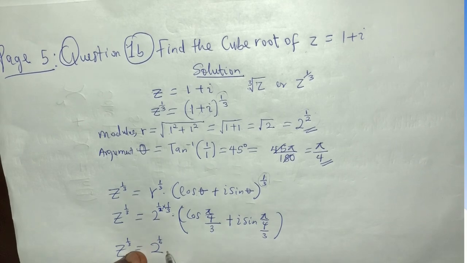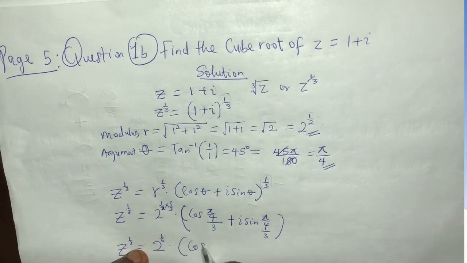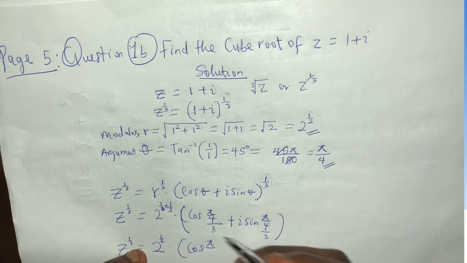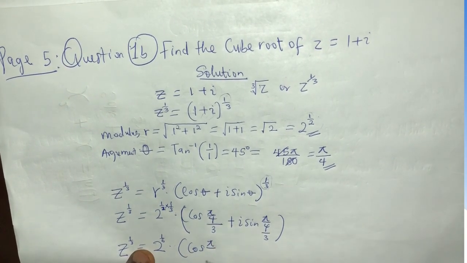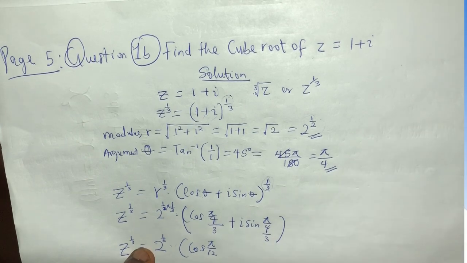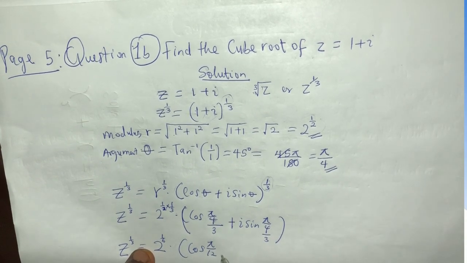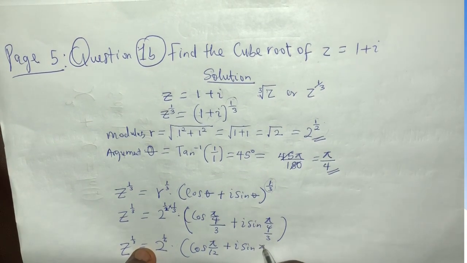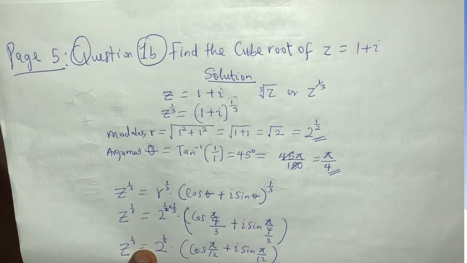When you multiply this, then multiply by cos pi over, anytime you have something like this, I don't have time to be expressing it too much. You have it to be pi over 12, okay, because this and this will multiply itself. So pi over 12, then plus I sine pi over 12, and this is our final answer. Let's go to the next question.